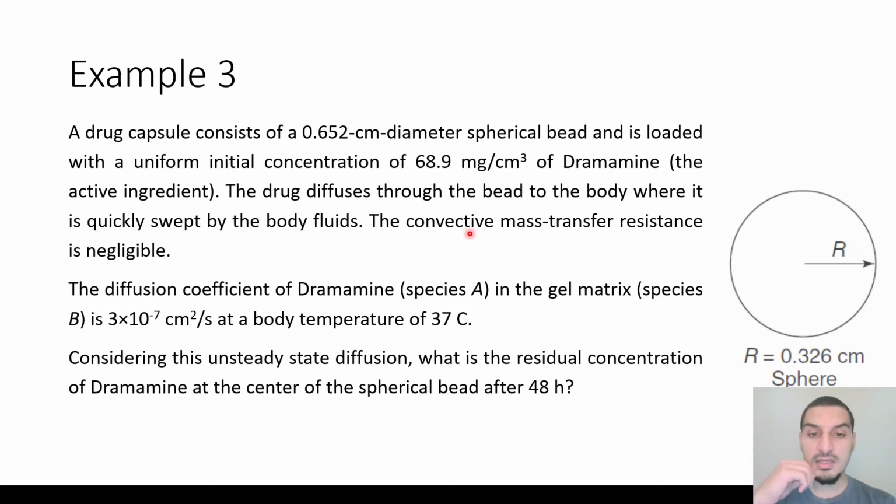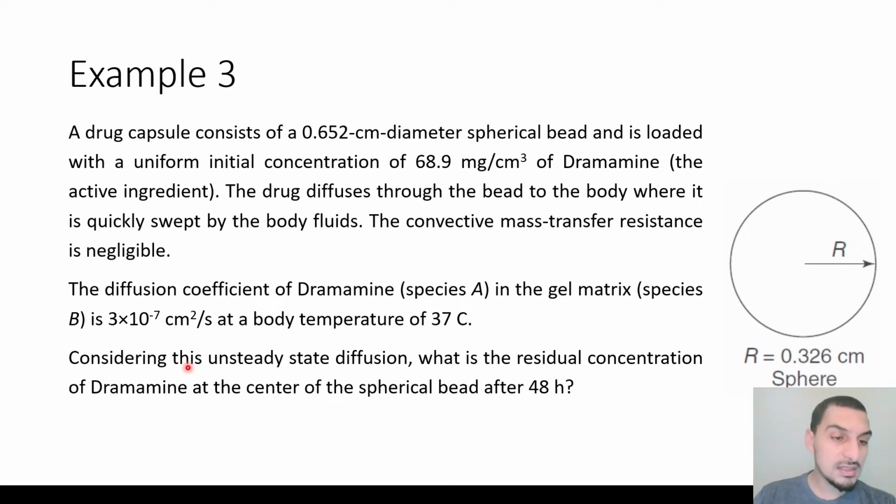And then the convection mass transfer resistance is negligible, so there is no resistance to mass transfer by convection outside. I know the diffusion coefficient of Dramamine in the gel matrix, or in the material from which the capsule is made. It's 3 multiplied by 10 to the minus 7 centimeters squared per second at body temperature. So this is the operating temperature, which is constant.